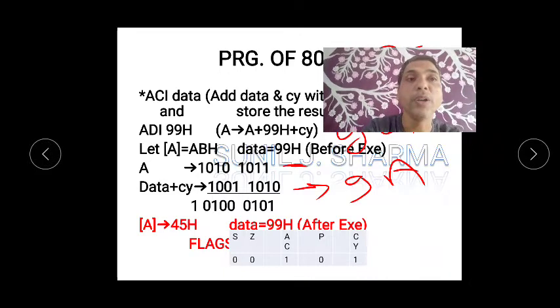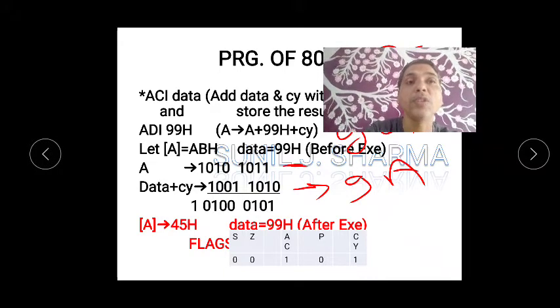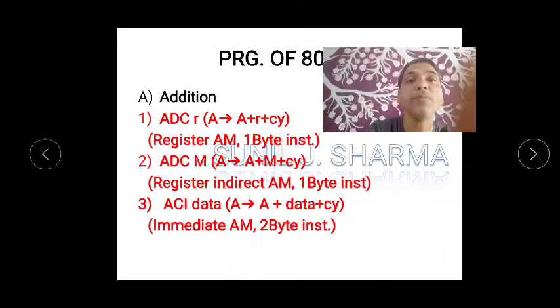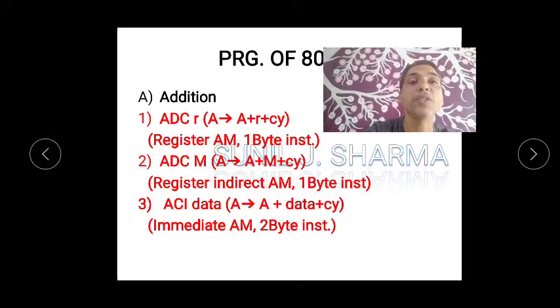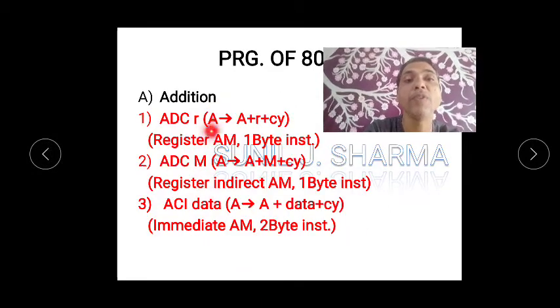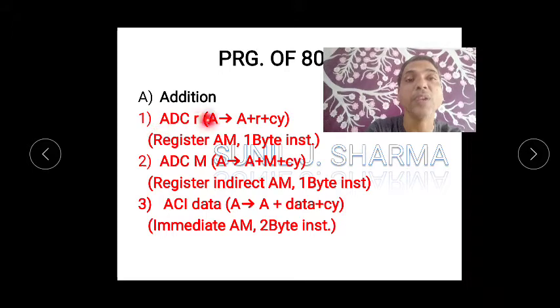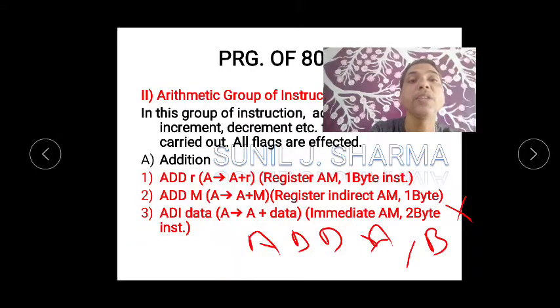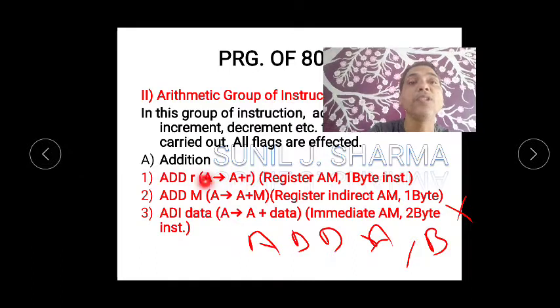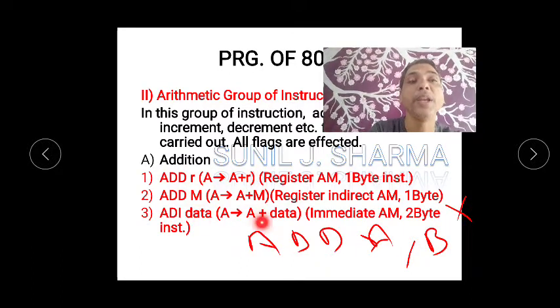I hope you have understood all the instructions. So these are the instructions with carry. So we have covered 3 instructions, ADC R, ADC M and ACI data. Now can you see here, we are also having 3 more instructions like ADD R, ADD M and ADI.